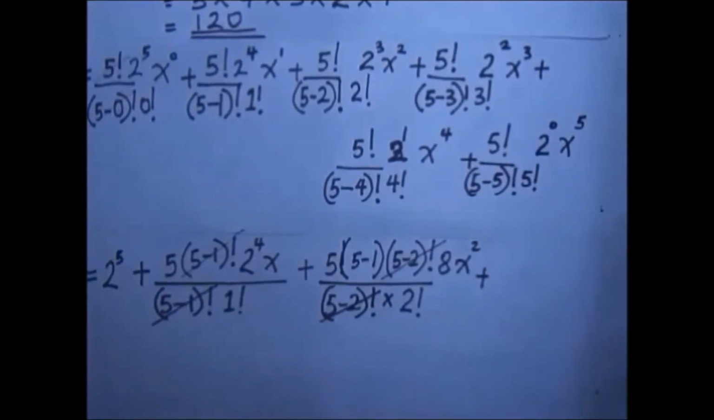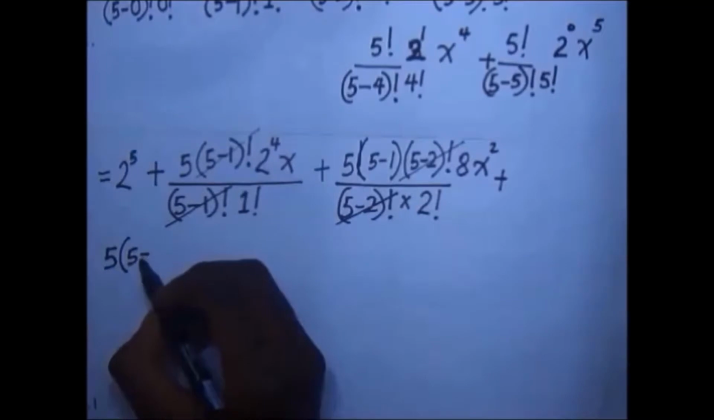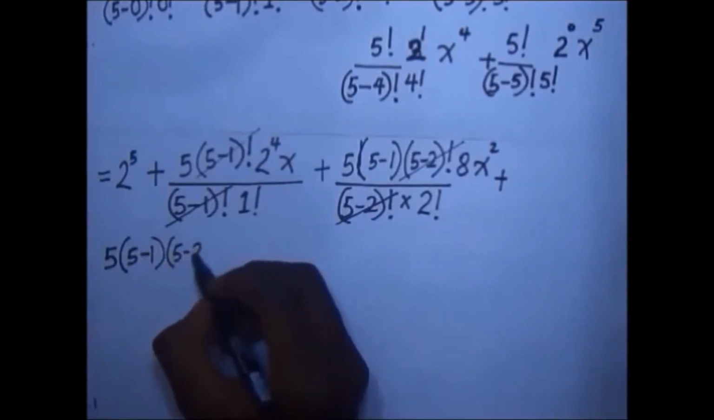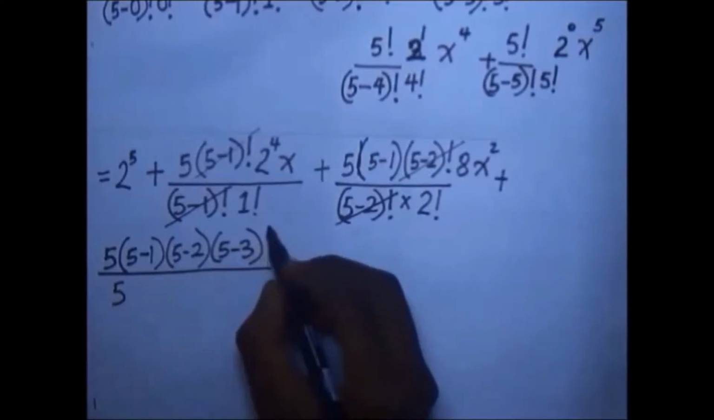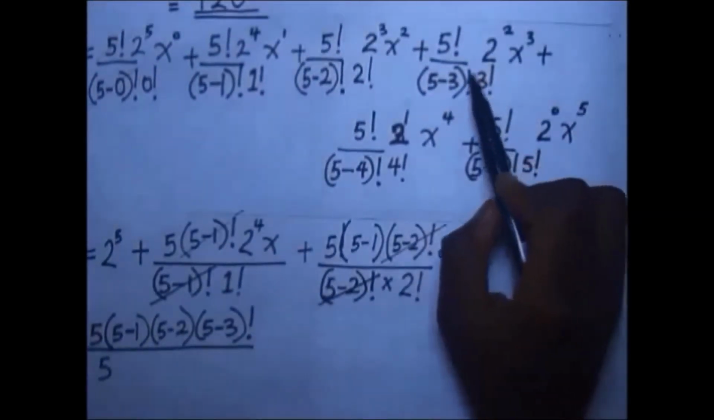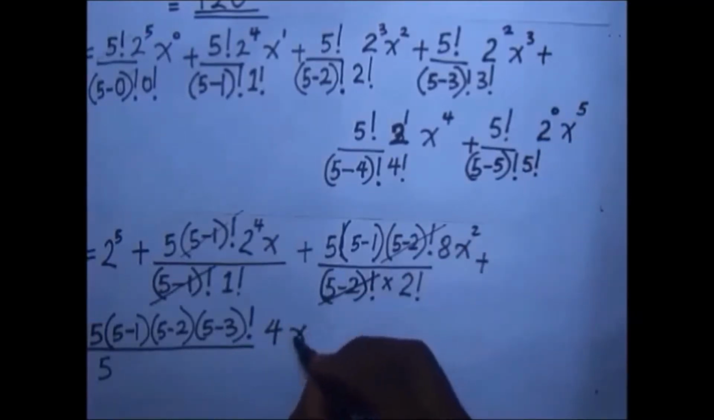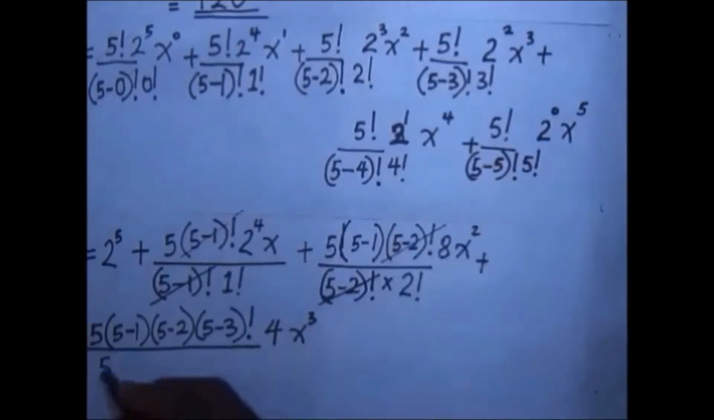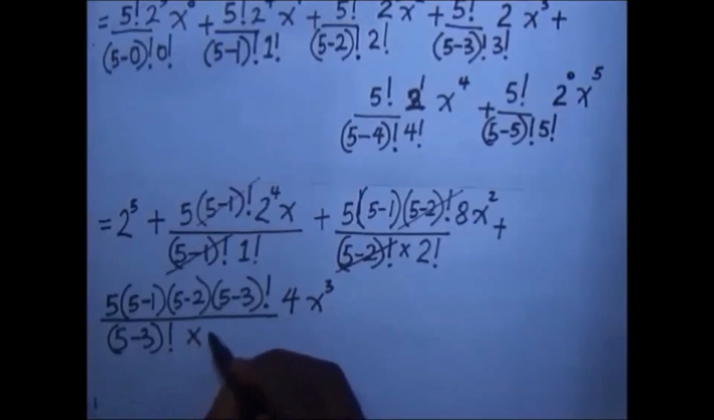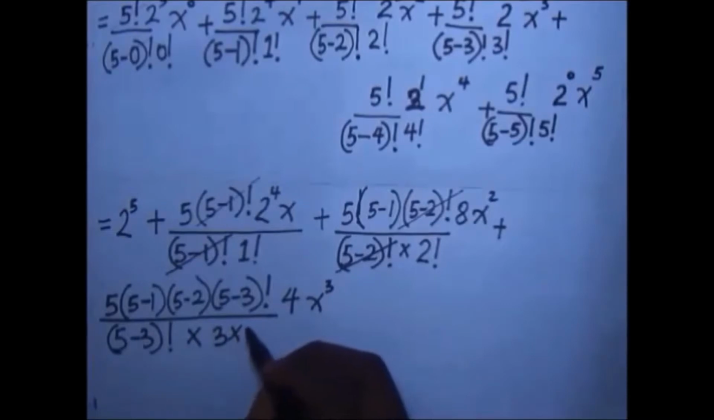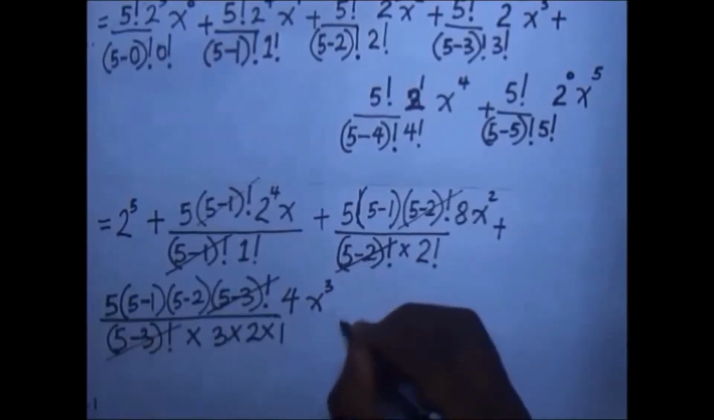The next term, I don't think it will fit there. The next term will be, let's start this way, plus 5 into 5 minus 1 into 5 minus 2 into 5 minus 3. Divide all that by, this is continuous factorial, times 2 to the power 2, 2 times 2, that is 4, times 4, x to the power 3, that is x cubed. Divide all that by 5 minus 3 factorial. Multiply that by 3 factorial. 3 factorial is 3 times 2 times 1. So this 5 minus 3 cancels with that, and you remain with the rest.